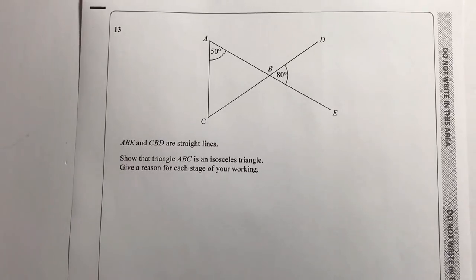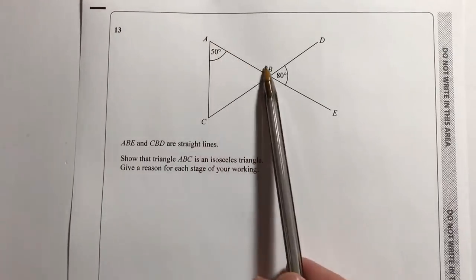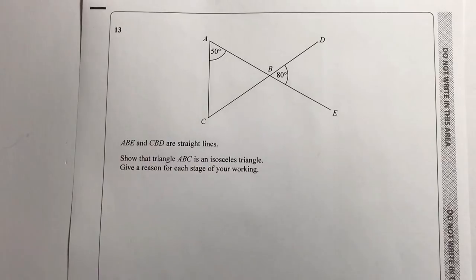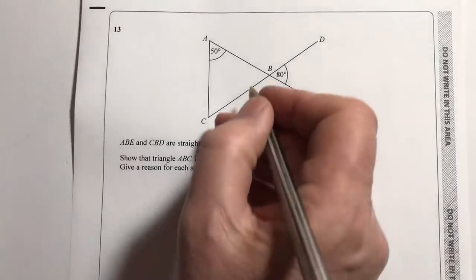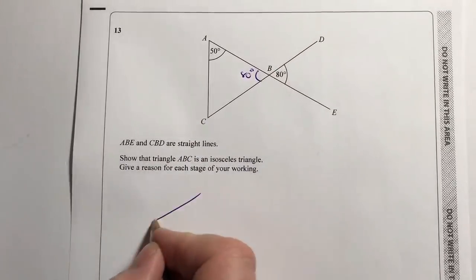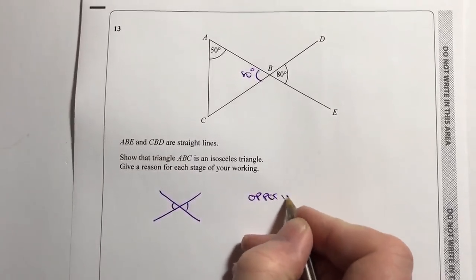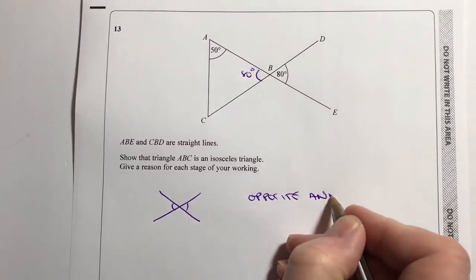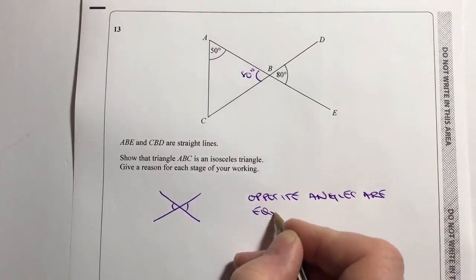The main thing about it is it says give a reason for each stage of your working. What you're trying to do is prove that this is an isosceles triangle. Okay, well, let's not worry about that too much at the moment. Let's see what information we've got. Well, we know this is 80 degrees. So therefore this is 80 degrees, okay? And what I can do is write as a proof that if I have two opposite angles, so I can put here opposite angles are equal, okay? And that's the first stage of my proof.